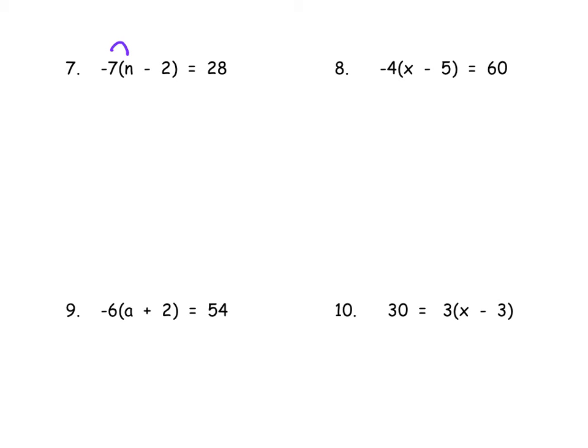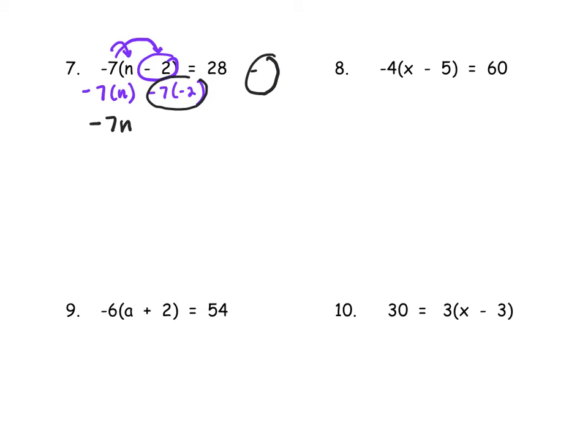We have a negative 7 times n. The problem was very similar to the last one we did. Now, this is where it gets a little bit different. We have a negative 7 times a negative 2. So negative 7 times n would give me negative 7n. But right here, this is where I have to be very careful.